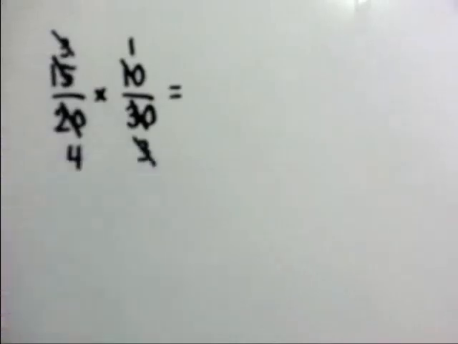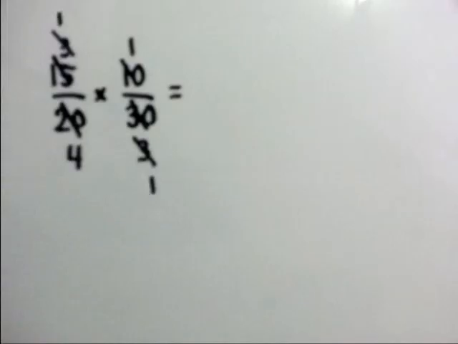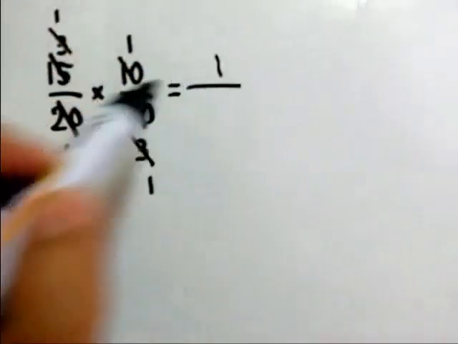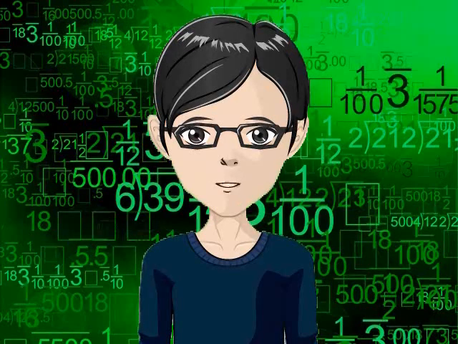Parehong divisible by 3. 3 divided by 3 equals 1. Pareho sila. So we have 1 over 4 times 1 over 1. Ayan, super dali na yan. 1 times 1 equals 1. 4 times 1 equals 4. And we have 1/4. Do you understand?